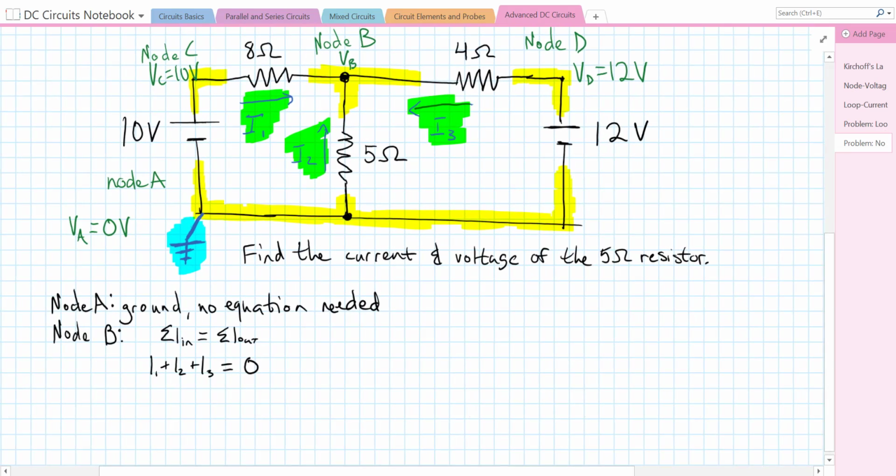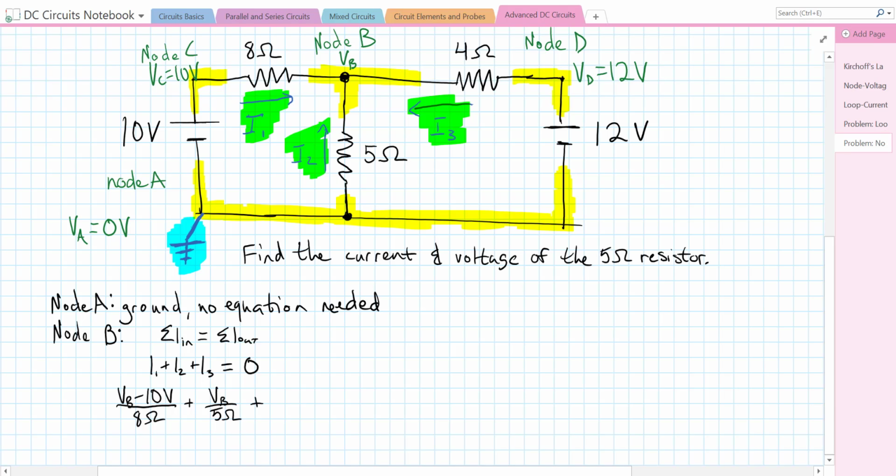So I'm going to zoom in a little bit. I1 is going through this 8 ohm resistor, so the voltage is the potential difference between VB and node C, which is 10 volts. So if we do V over R, we're going to get VB minus 10 volts, all divided by 8 ohms. And then I2, the potential difference is from node A to node B, and it's 0 to VB, so it's just going to be VB over 5 ohms.